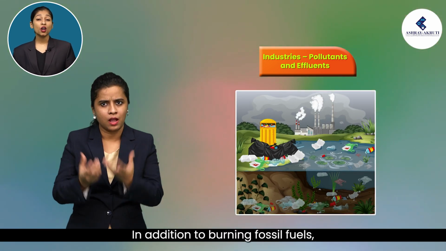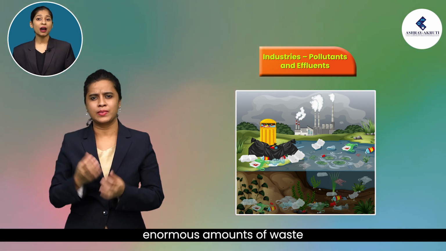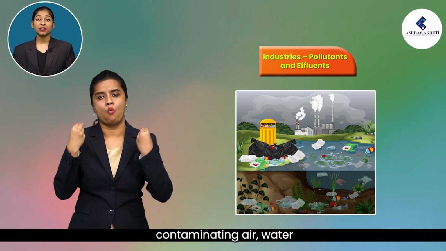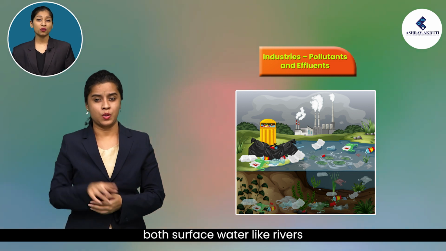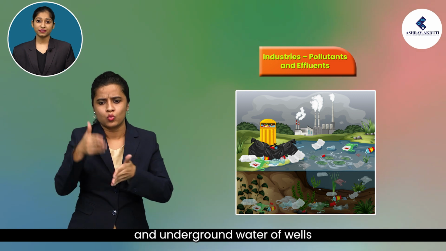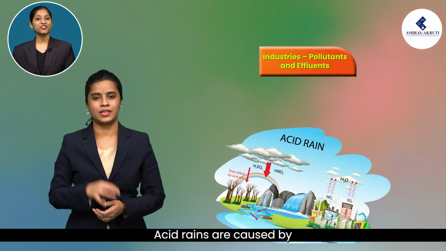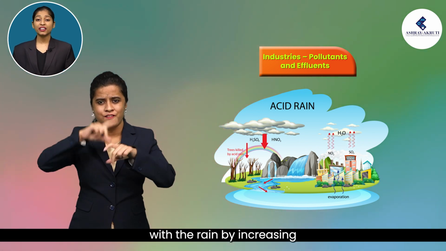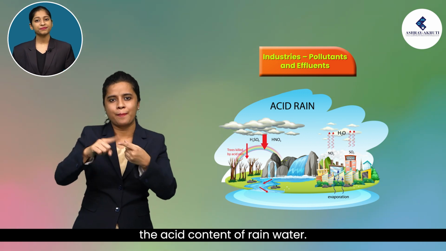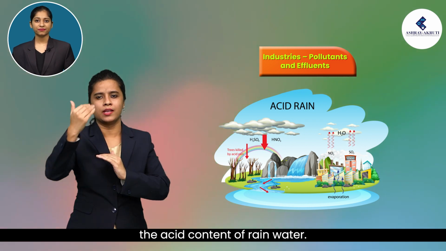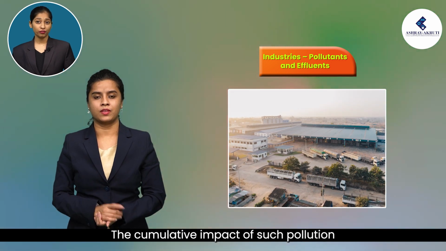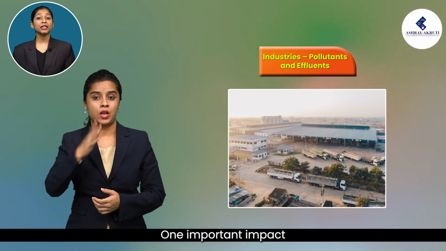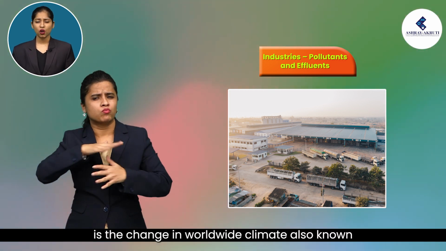In addition to burning fossil fuels, modern industries release enormous amounts of waste materials in the form of solid, liquid, and gaseous waste, contaminating air, water, both surface water like rivers and underground water of wells, and soil. Acid rains are caused by the mingling of acidic particles of the atmosphere with the rain, increasing the acid content of rainwater. The cumulative impact of such pollution is the gradual poisoning of our environment. One important impact is the change in worldwide climate, also known as global warming.